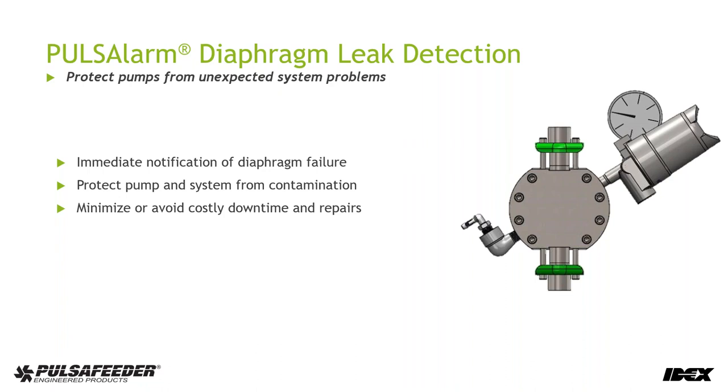So the pulse alarm diaphragm leak detection is a sandwich diaphragm that monitors the pressure between the two diaphragms, and if one diaphragm fails, immediately the pressure changes and a signal is sent either to your SCADA system, or it can trigger an alarm, but there will be some type of visual or digital indication of diaphragm failure.